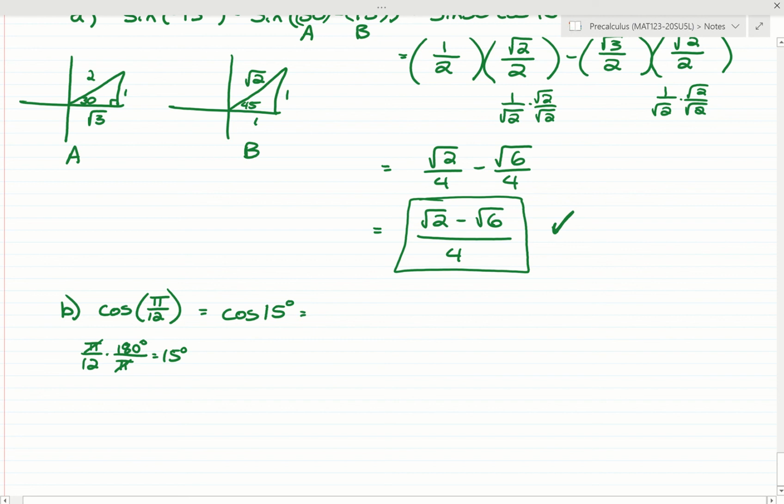So using our special triangles, we can get 15 degrees from picking whatever combination you want. We could use 45 and 30 again. If you want to be different, let's use 60 degrees minus 45. It doesn't matter which two angles you pick, as long as when you add or subtract them, you get 15. Now, the cosine formula says we take the cosine of the first, cosine of the second, opposite sign, and then the sine of the first, sine of the second.